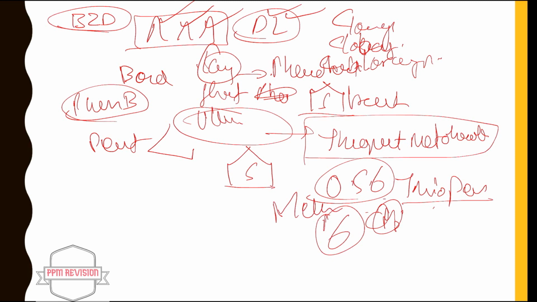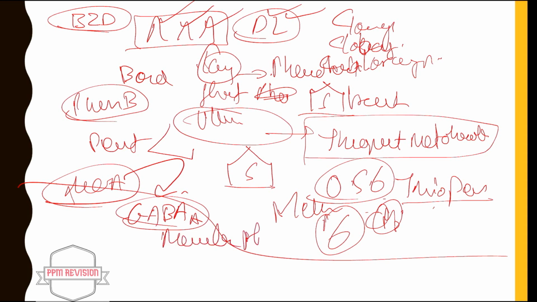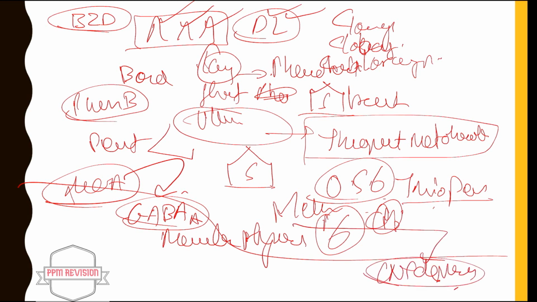So, done. Coming to the mechanism of action, it's common for almost all the drugs in the sedative hypnotics: the GABA A receptor is acted on, and then it results in membrane hyperpolarization, and this membrane hyperpolarization results in CNS depression. Are you with me? Hopefully yes.